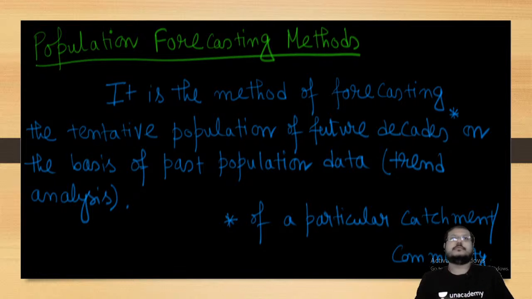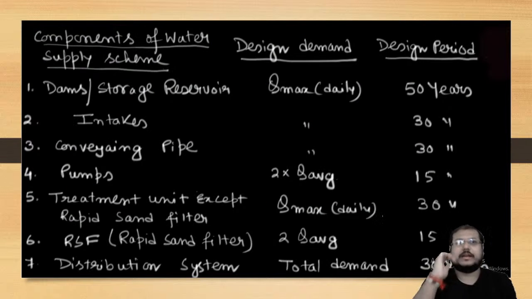The first question is why. Why do you have to do population forecasting? Why do you have to look at population forecasting? The reason is, when you are going for the design of any kind of system, there are certain design periods assigned. Look at this slide.